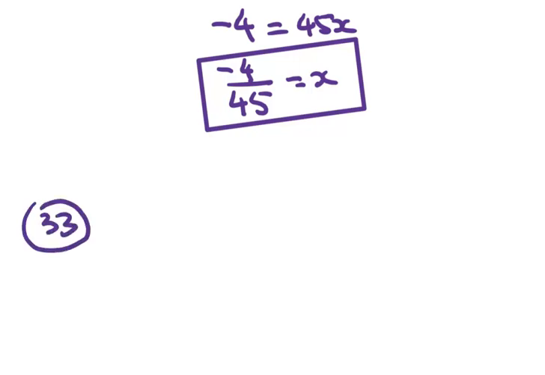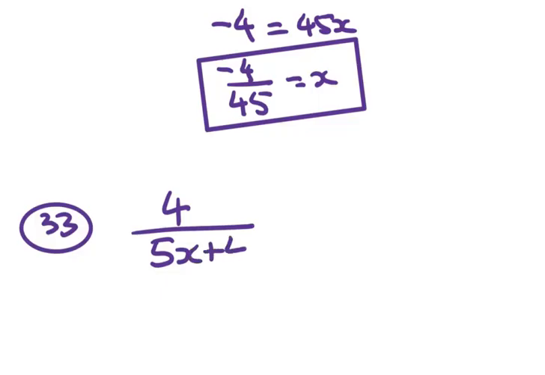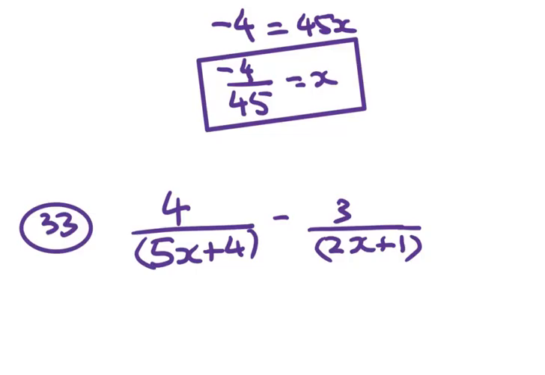Question 33 is this one here. 4 over 5x plus 4 is equal to 3 over 2x plus 1. So let's put in our brackets. And I know, again, that some of you have learnt to do this thing that you call cross-multiplying. Now, that's really cool as long as you understand why it's working.